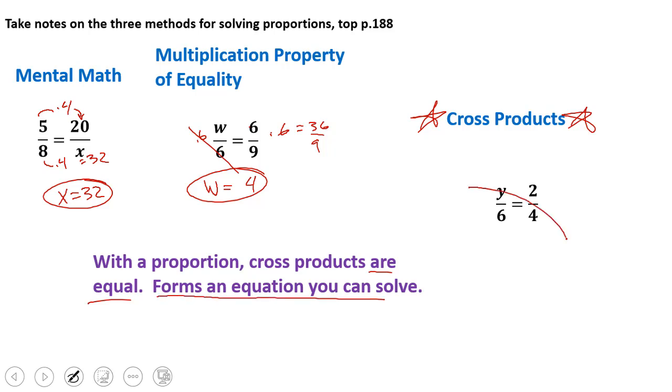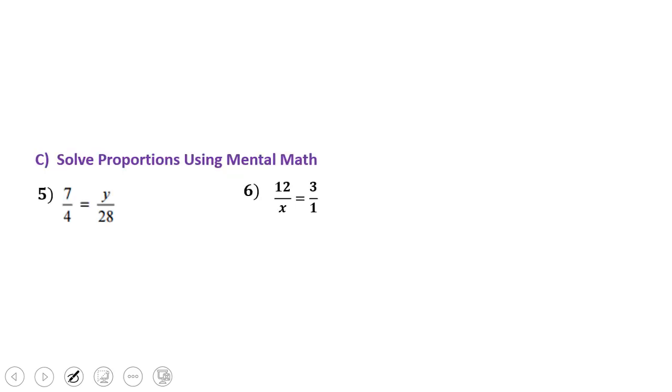So over here you have y times 4 and you get 4y is equal to 2 times 6, which gives you 12. Now I have a simple basic equation that I can solve using inverse operations and the division property of equality, and I get y equals 3. So cross products forms an equation that we can solve by making the 2 cross products equal in a proportion. Ladies and gentlemen, let's do some examples.